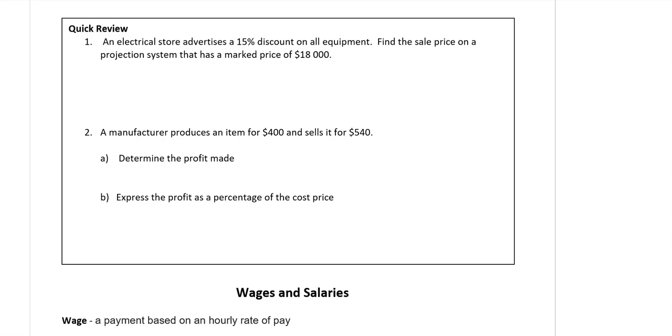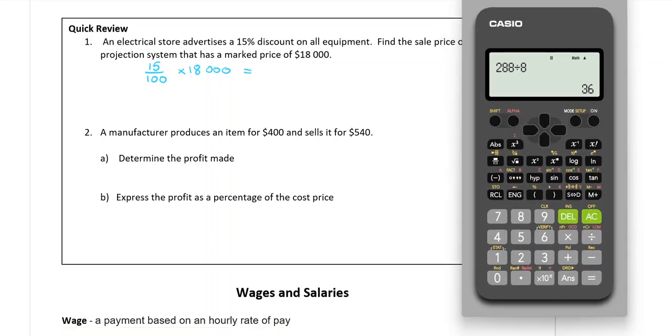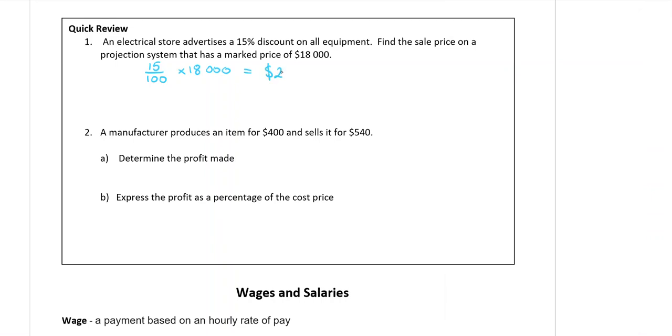Okay, so first of all, we need to find 15%, which means 15 over 100. And we need to times that by the $18,000. Okay, so we type that in our calculators. So that's $2,700.